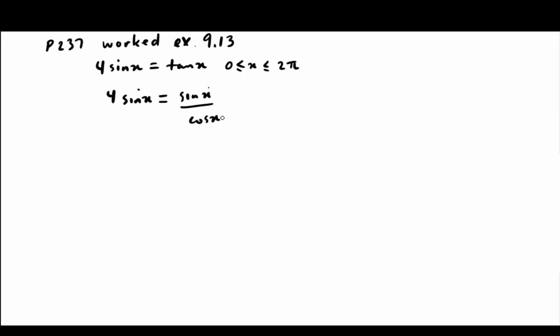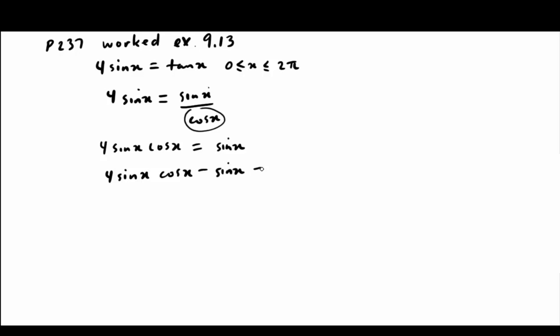And what we can do now is multiply both sides by the denominator, cosine of x. So what we have is 4 sine x cos x equals sine x. And before you're tempted to cancel out the sine x's, don't do that. You're going to lose answers. It's better to move everything over to one side.